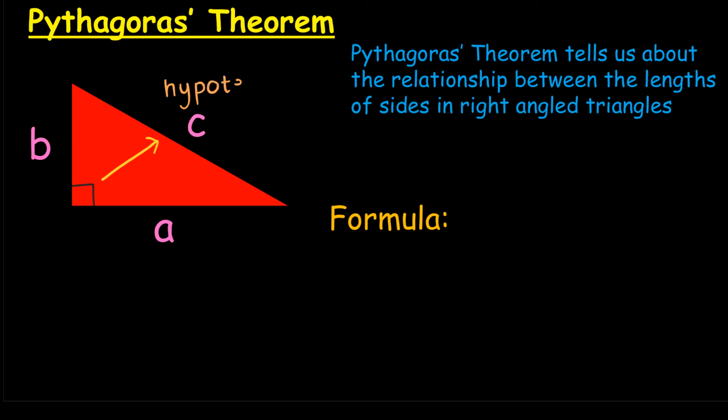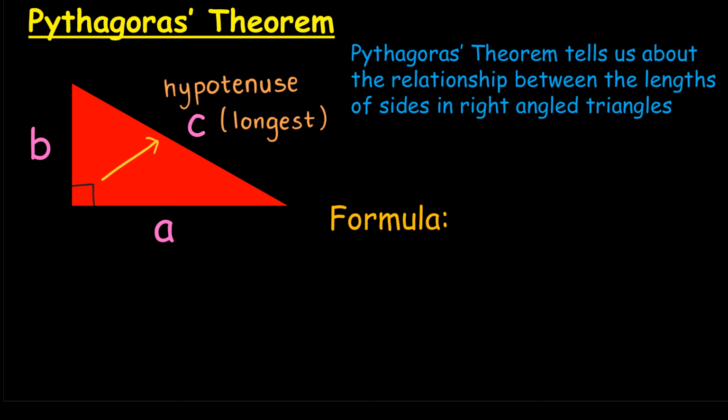So the hypotenuse is the side in a right angle triangle that is opposite the right angle, and it's important because that's always the longest side. So it doesn't matter what the other two sides are, A and B, side C will always be longer than them.